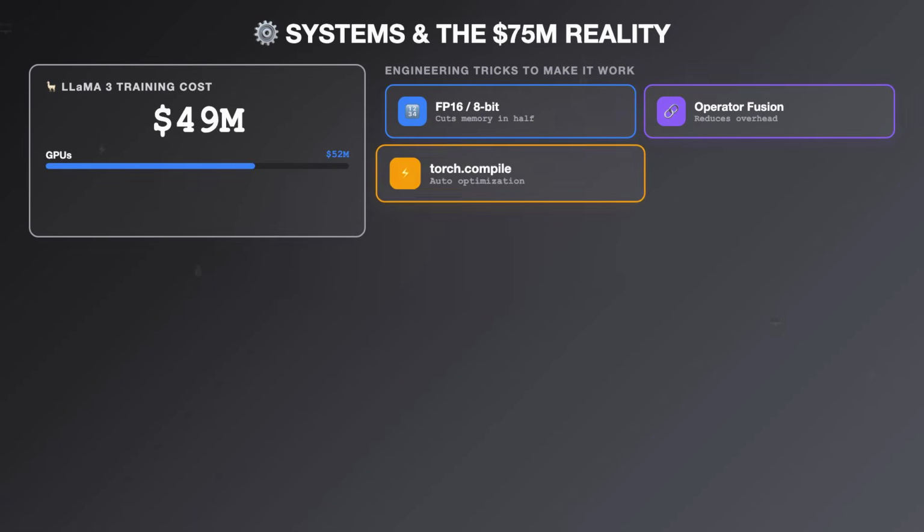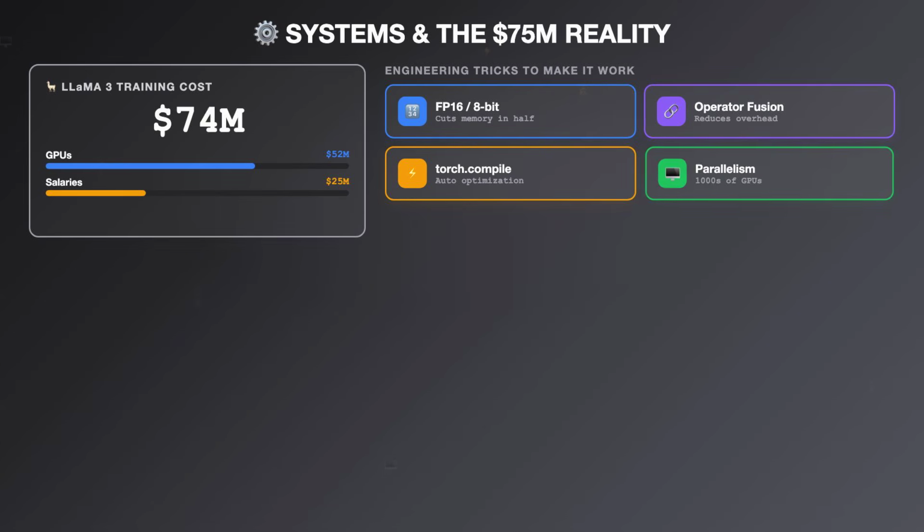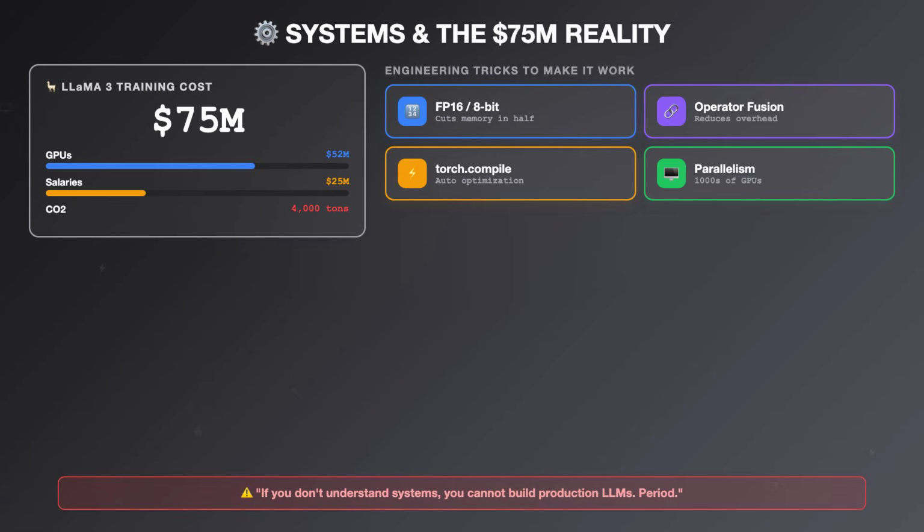Building an LLM is an engineering problem as much as a research one. Llama 3's training cost roughly $75 million, $52 million in GPUs, $25 million in salaries, 4,000 tons of CO2. To make it work, you need three tricks: FP16 and 8-bit precision cuts memory in half, operator fusion reduces communication overhead, and torch.compile automates optimization in PyTorch, plus massive parallelism, splitting the model across hundreds or thousands of GPUs.